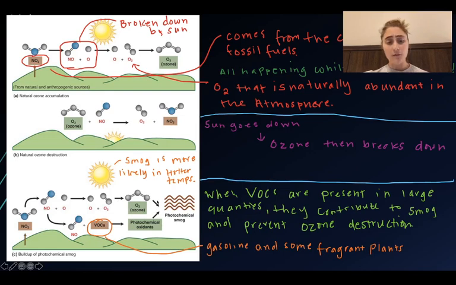Now, photochemical smog tends to form and is more likely to form under much hotter temperatures. So when it's warmer out and the sun is out for longer, like in the summer months, you tend to see the formation of more photochemical smog. Okay.